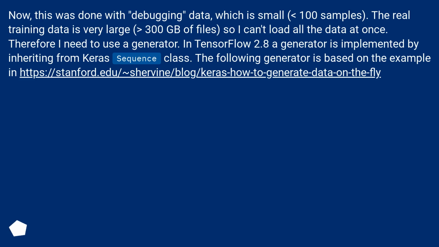Now, this was done with debugging data, which is small, 100 samples. The real training data is very large, 300 GB of files, so I can't load all the data at once. Therefore I need to use a generator. In TensorFlow 2.8 a generator is implemented by inheriting from the Keras Sequence class. The following generator is based on the example in this URL.